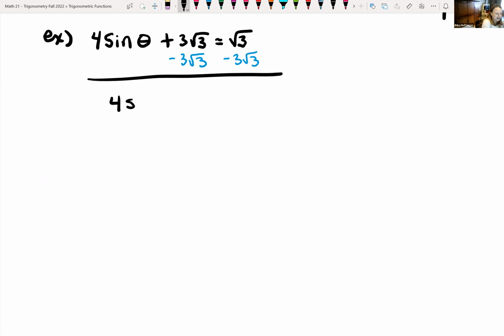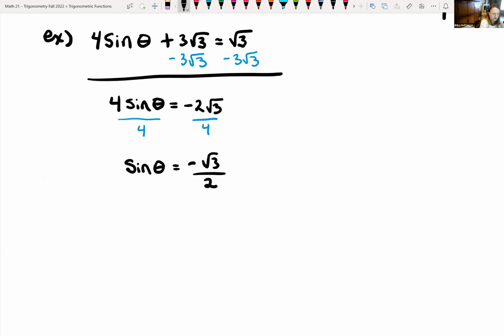So we get 4 sine theta. Because these both have a radical of √3, we can add or subtract them. So 1 √3 minus 3 √3, that's the same thing as -2 √3. We want sine theta by itself, so we could divide both sides by 4. So we get sine theta is equal to, this reduces down 2 and 4, and so this is -√3 over 2.